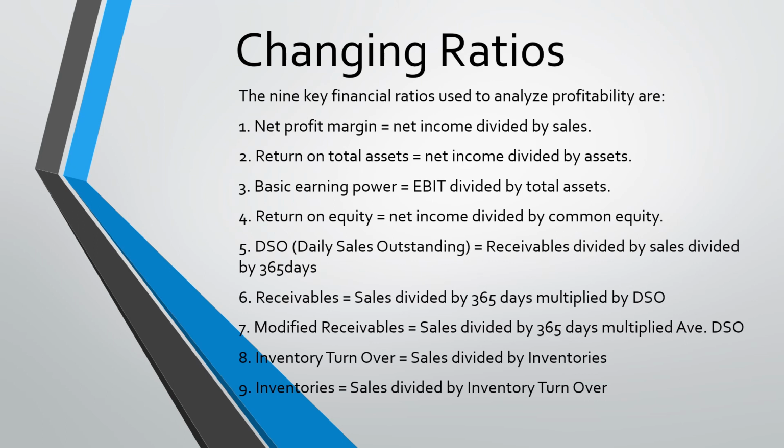Fifth, the DSO, or the days sales outstanding: the receivable divided by sales divided by 365 days. So receivables equal sales divided by 365 days multiplied by DSO. Then the modified receivables: sales divided by 365 days multiplied by the average DSO. Eighth, the inventory turnover, or sales divided by inventories, and correspondingly inventories equal sales divided by inventory turnover.